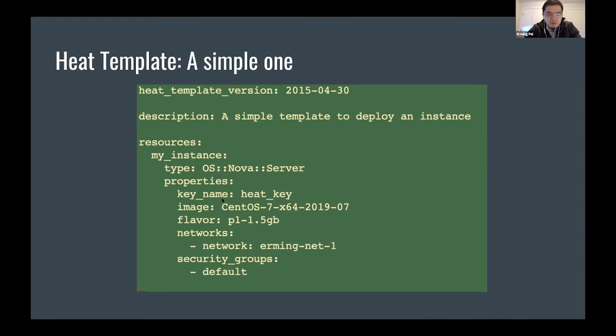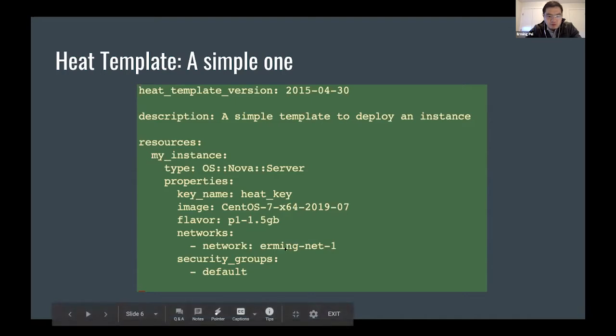Looks familiar, right? Just like yesterday we set up the key pair, and the image, which image you want to use, and the flavor. The flavor means the type of the resource, right? And the network and the security group. You can specify more properties.